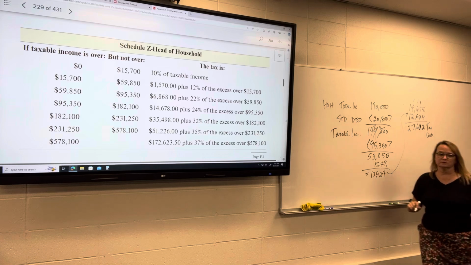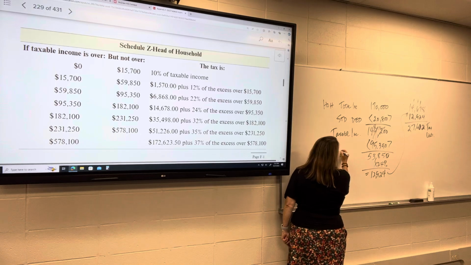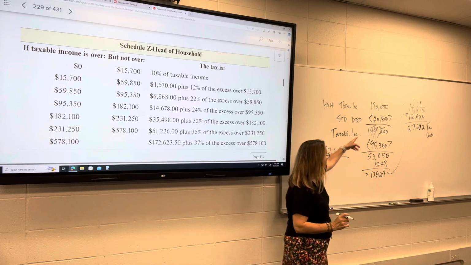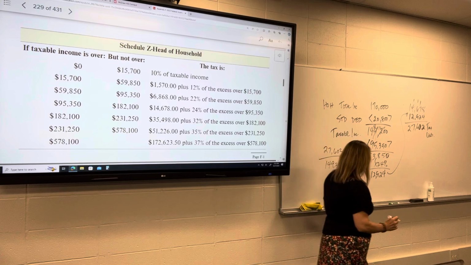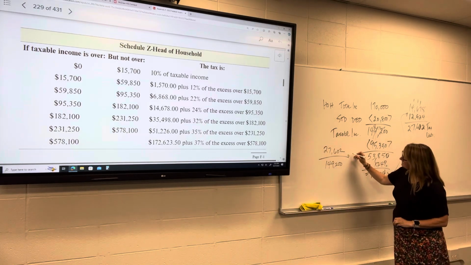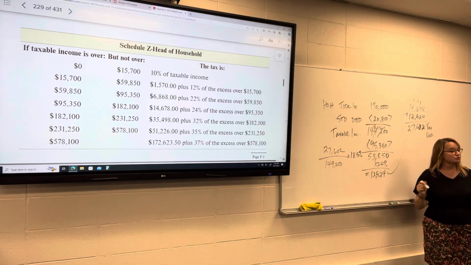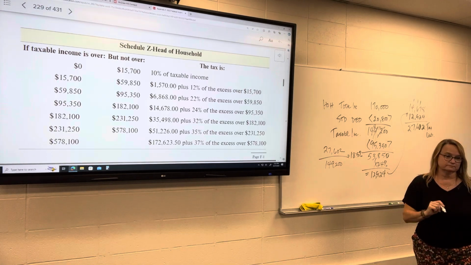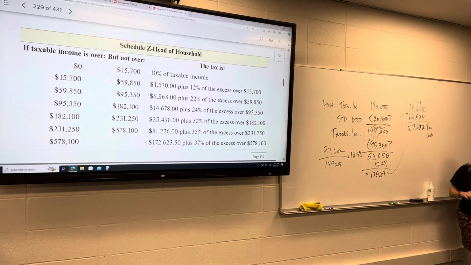All right, so what's our average tax rate? What are we going to divide it by? Taxable income, which is the 149,200. What do we get? 18.5. 18.5%, our average tax rate. Marginal tax rate is 24%. Questions? Not so bad.